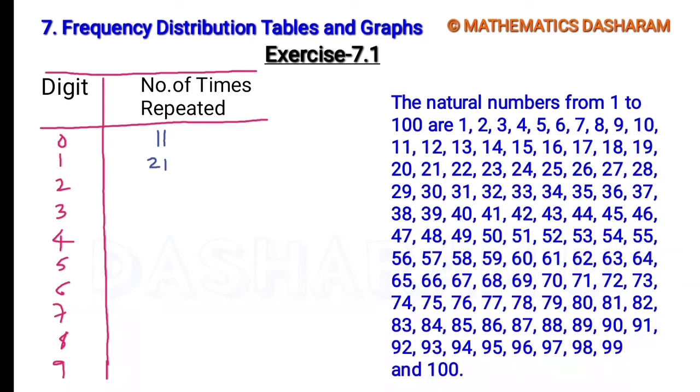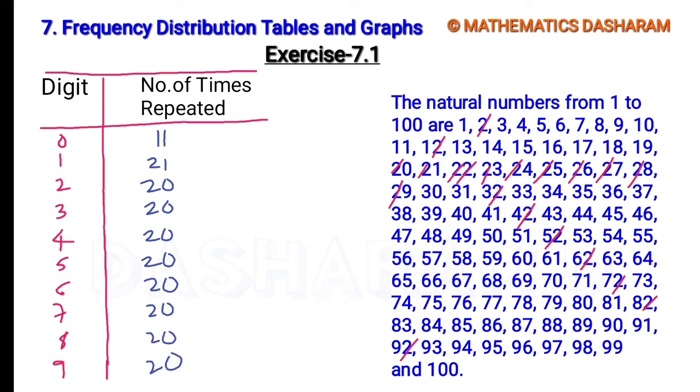Next digit is 2. So here 1, 2, next here 3, 4, 5, 6, here 7, 8, 9, 10, 11, 12, 13, 14, next 15, 16, 17, 18, 19, 20. So 20 times. Similarly, you can observe the remaining digits. So 6 repeated 20 times, 7 repeated 20 times, 8 repeated 20 times, 9 repeated 20 times.